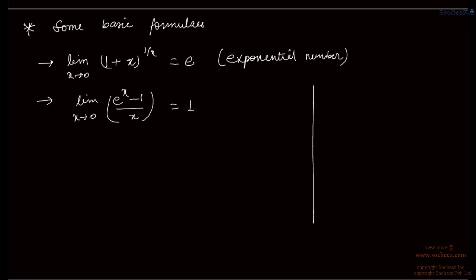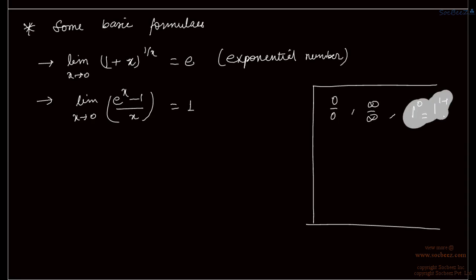So first, what types of values are indeterminate, that is, we cannot define them. 0 by 0 is not defined. Then infinity by infinity is also not defined. 0 to the power 0 is also not defined; we can write it as 0 to the power 1 minus 1, or we can write it as 0 by 0. So this is the same as the 0 by 0 form.